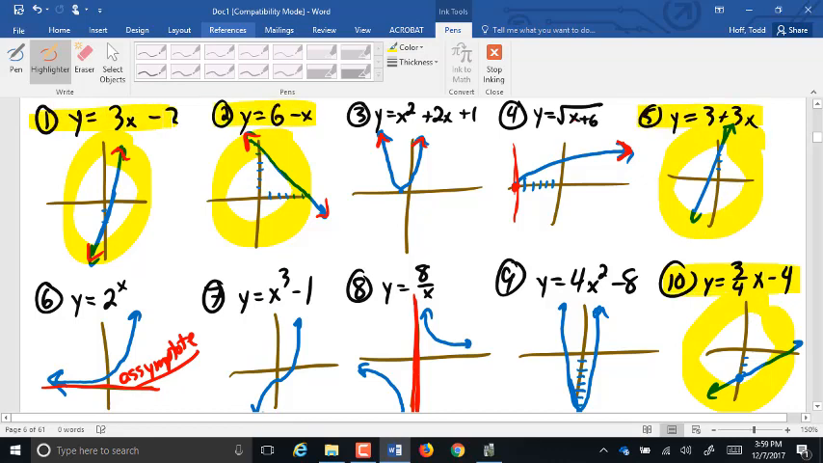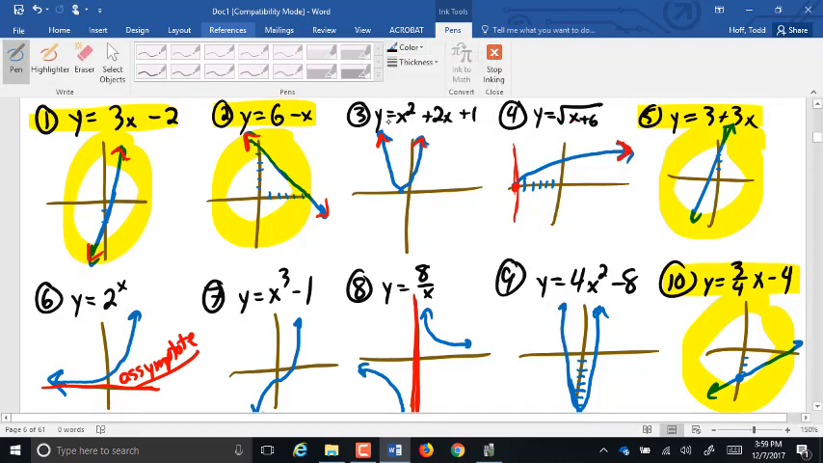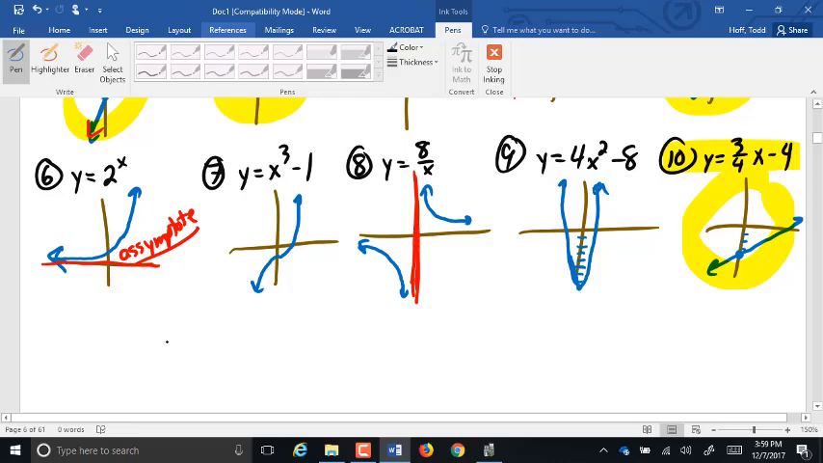What I want you to do is look at those equations that made lines, and then look at the equations that did not make lines. And I want you to tell me what's different about them. More specifically, the ones that don't make lines, what do they have that the other ones don't have? Exponents is the big one. And to be specific, it's exponents on a variable.